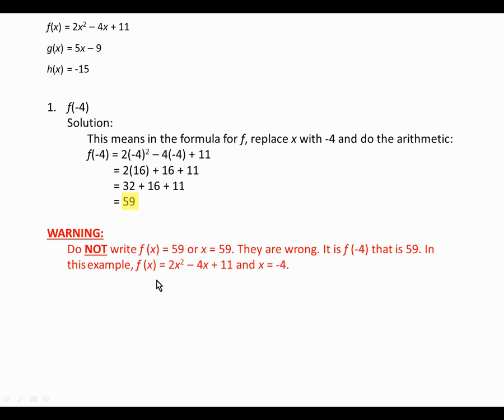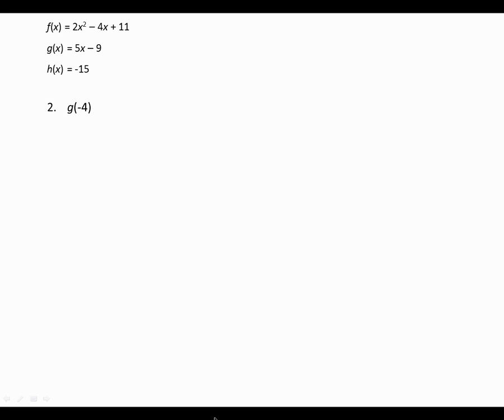In this example, f of x is 2x squared minus 4x plus 11, and x is equal to negative 4. The x is always the gadget inside parentheses. Okay, it's the argument of the function. So if you had to write anything other than your final answer of 59, remember it's f of negative 4, which is equal to 59.